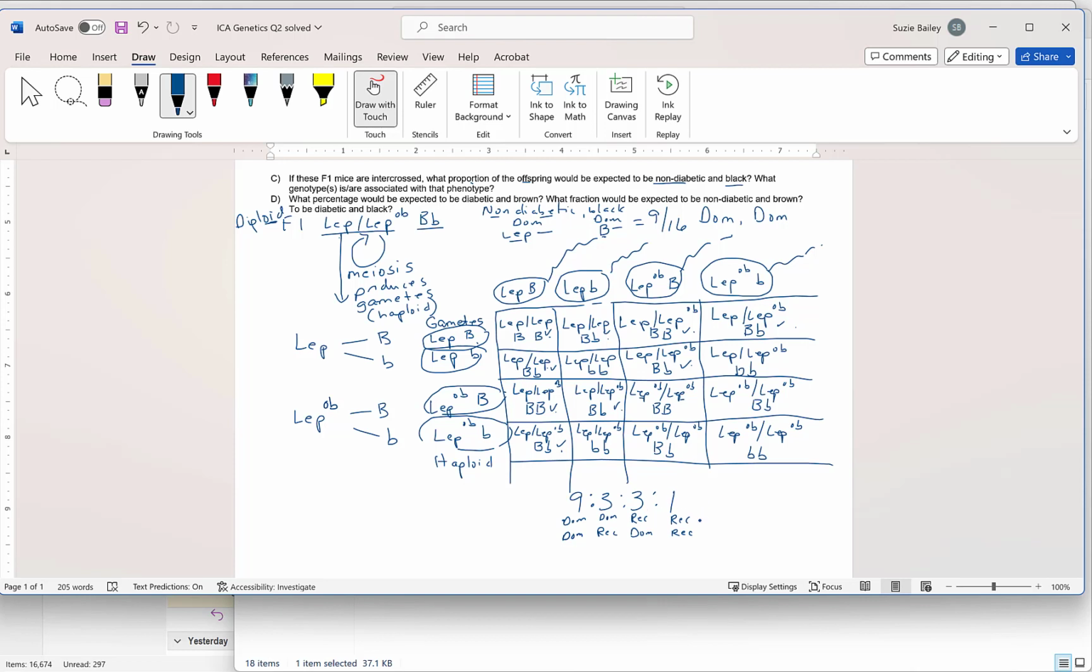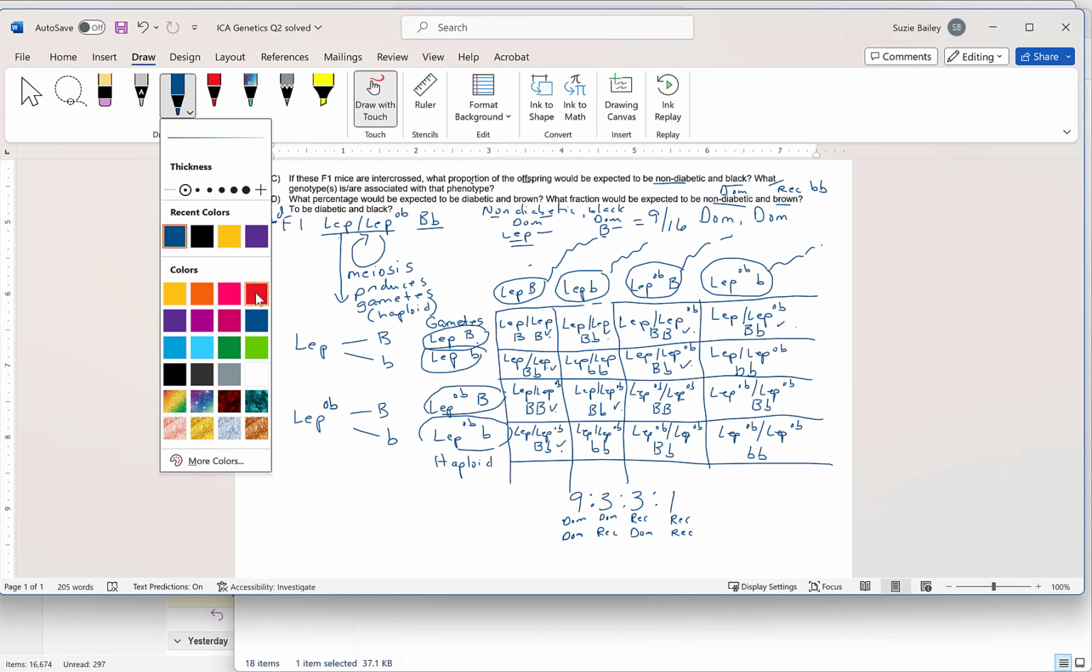So that 9 to 3 to 3 to 1 ratio is what we expect, and we could get that if we counted up for these other traits here. What's the likelihood of being non-diabetic and brown? Non-diabetic being the dominant trait, brown being a recessive trait. Here we're looking for animals that have at least one of the dominant leptin gene, but their genotype at the B gene would have to be homozygous recessive. And so if we go through and we count up all of those guys, we should come up with 3 out of 16. We can do that really quick.